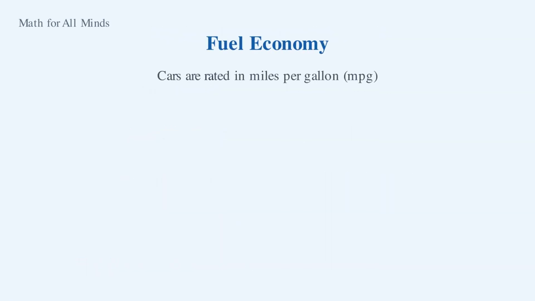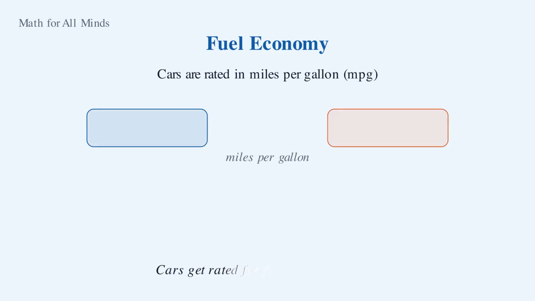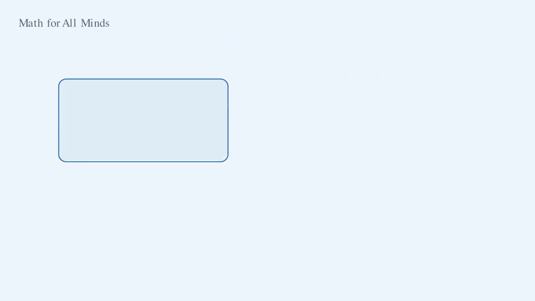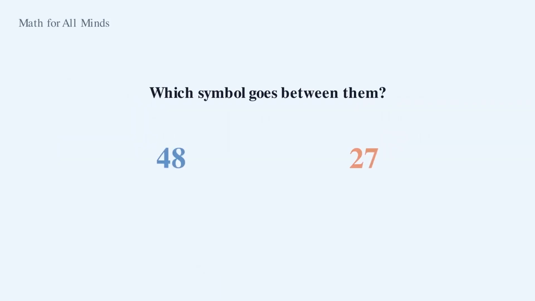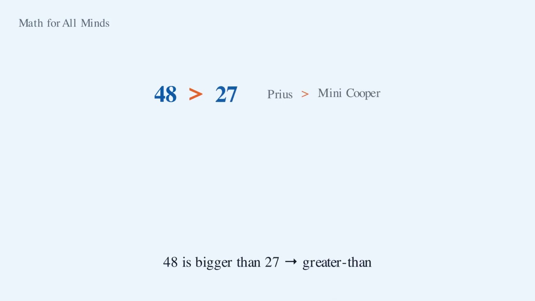Let's put this to work with something real. Cars get rated for fuel economy in miles per gallon. The Toyota Prius gets 48 miles per gallon. The Mini Cooper gets 27 miles per gallon. Which symbol goes between them? 48 is bigger than 27, so we use greater than. The wide mouth opens toward 48.